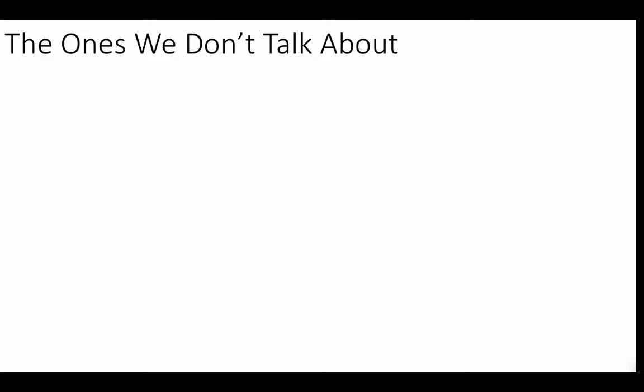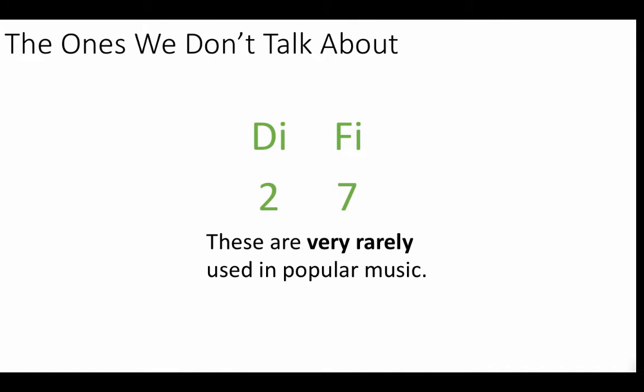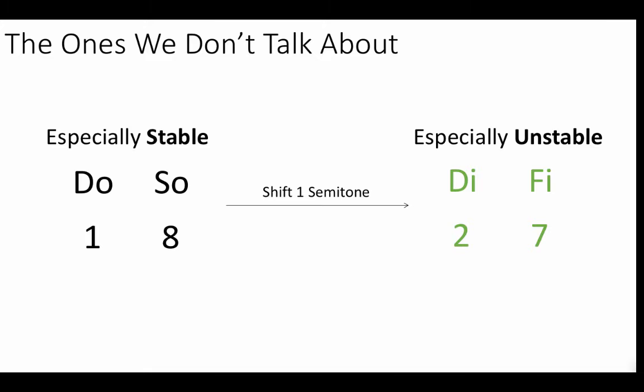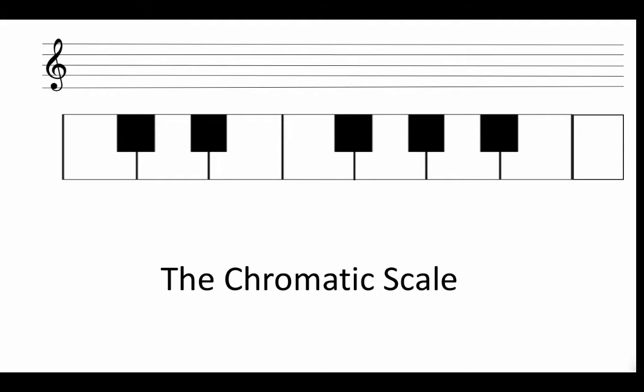There are 2 scale degrees we have yet to talk about, and these are 2 and 7. These are very rarely used in popular music because they sound especially off. A hand-wavy reason for why this is because do and so are considered especially stable, so shifting them up or down 1/2 step creates degrees that are especially unstable. Putting everything we know together creates the chromatic scale, which sounds like this.